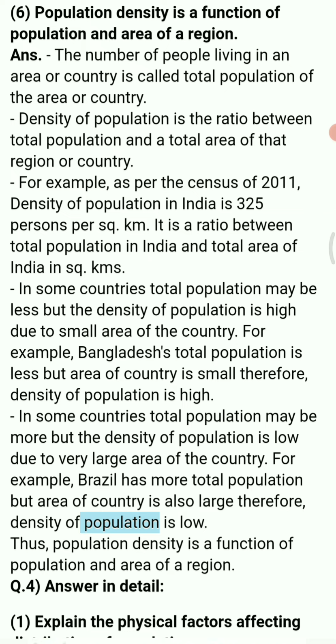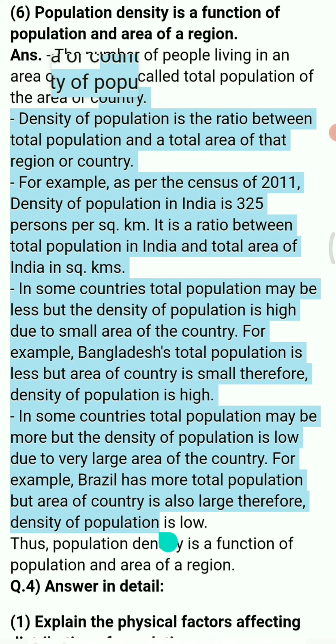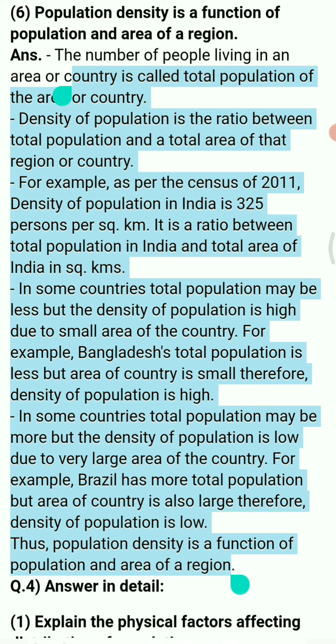So like that you need to give some examples when you answer your questions during the board examination. In some countries the total population may be less, but the density of the population may be high. For example, Bangladesh's total population is less, but the area of the country is small. Therefore, the density of the population is high.